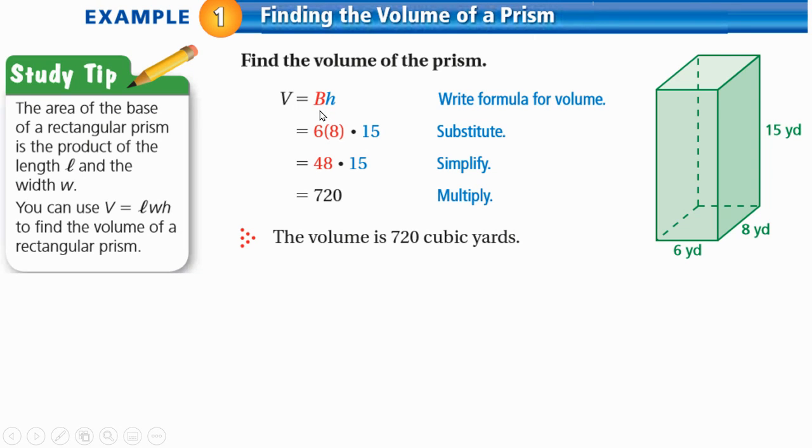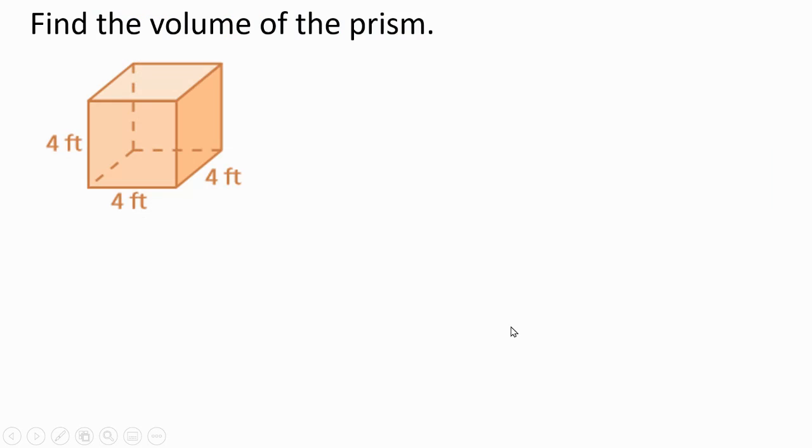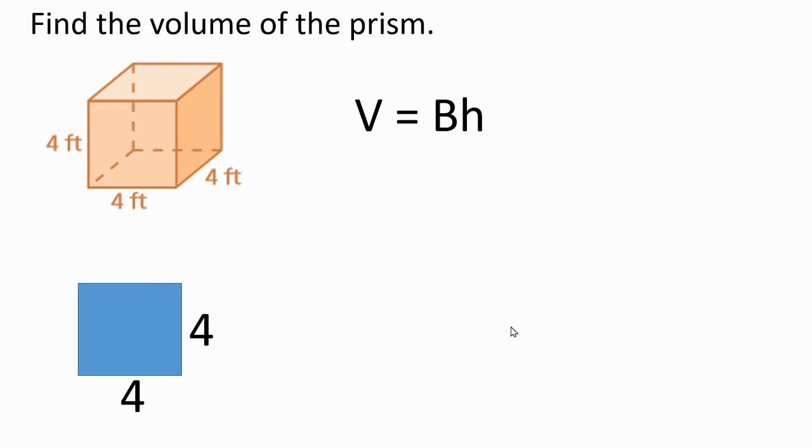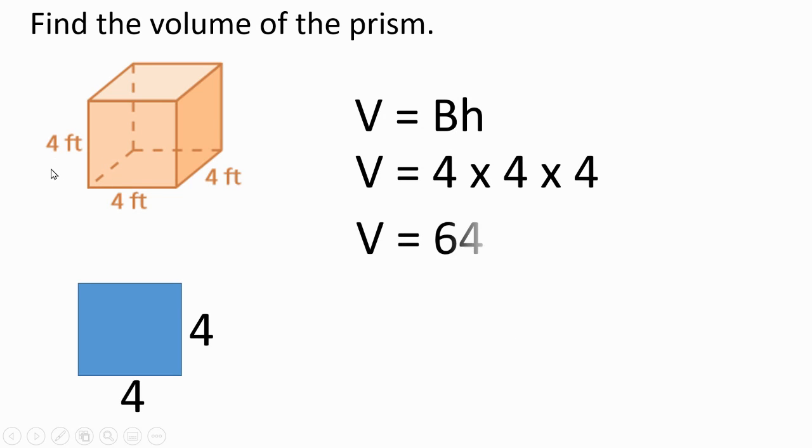So right here, the area of the base, that's down here, 6 times 8. And you times it by 15. That's the height of the prism, connects the two bases. All right, so this one's a cube. So if you look at the base, it's a 4 by 4 square. So when I do the formula, I go 4 times 4, and then you times that by 4 for the height. And when I multiply that, I get 64 feet cubed.